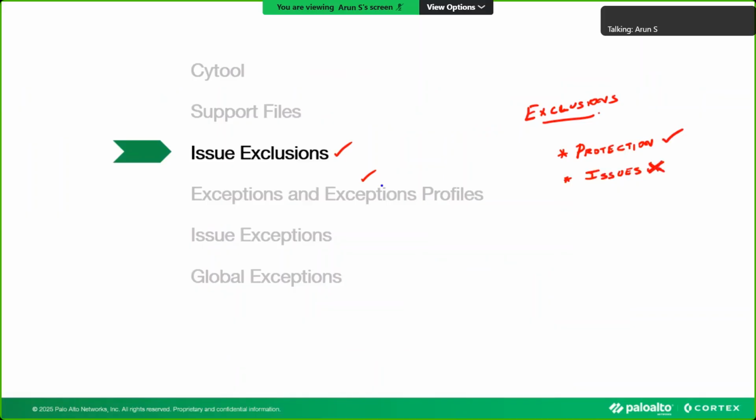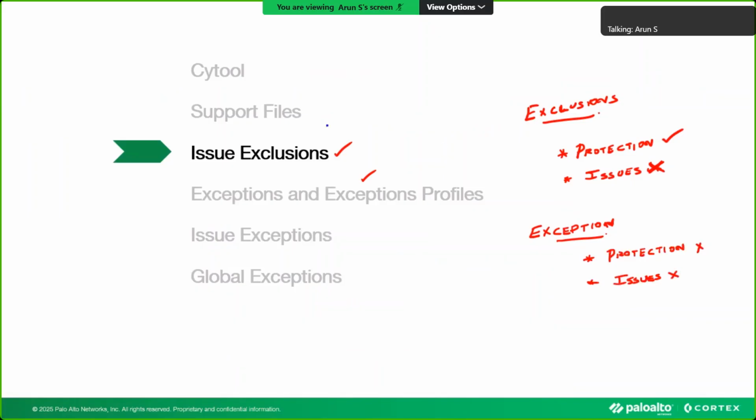Another option is exceptions. Now, what is this exception? Many people confuse both of them. Many people feel both exclusions and exceptions are the same. No, they are not. In exceptions, what happens is protection I don't want. Issues also I don't want. Obviously, if protection is not there, issues are also not there.